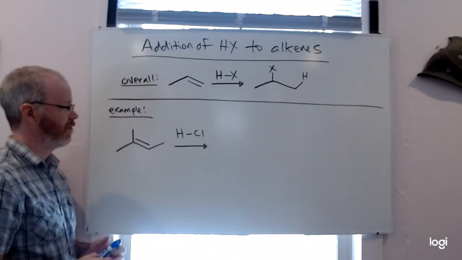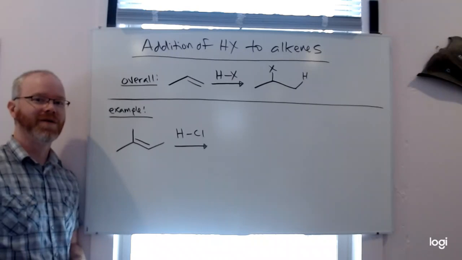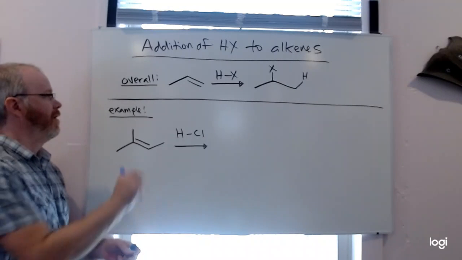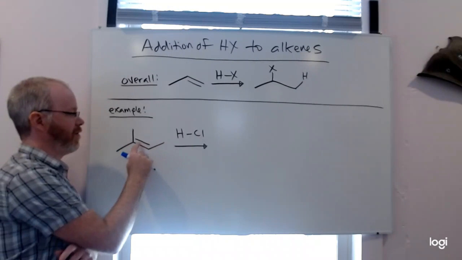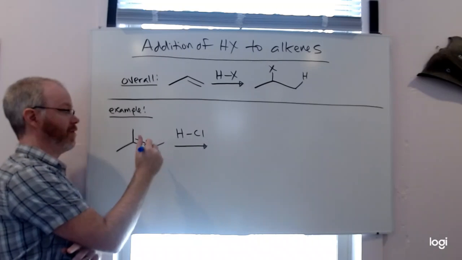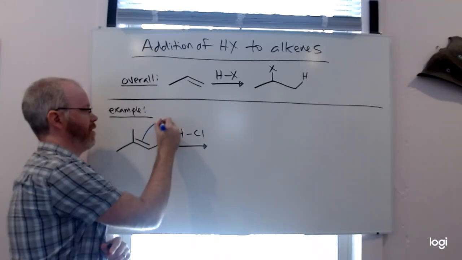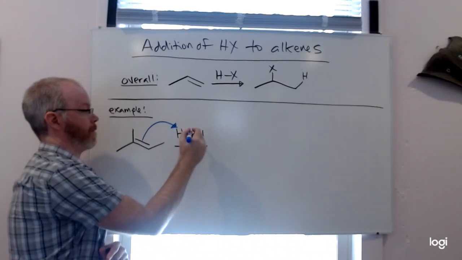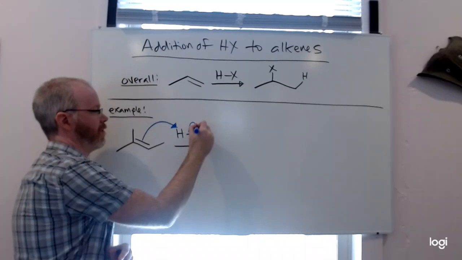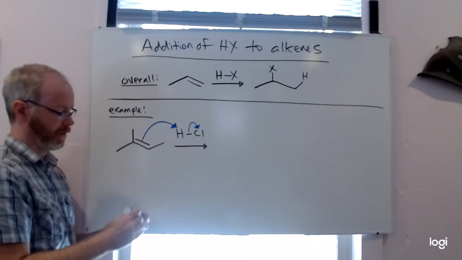The mechanism is really important and also helps us keep track of where the products go. For this mechanism, our nucleophiles are pi electrons here. Those pi electrons will seek out this acidic hydrogen, breaking the bond to chlorine, and we've made a change.